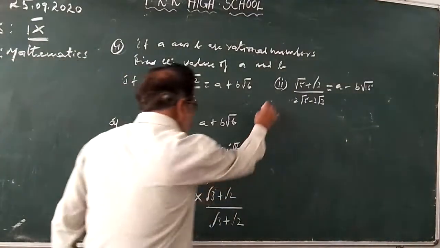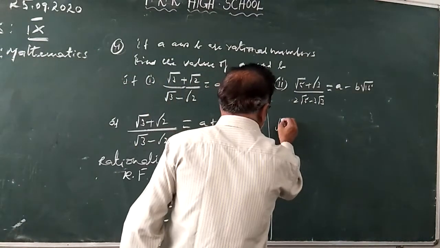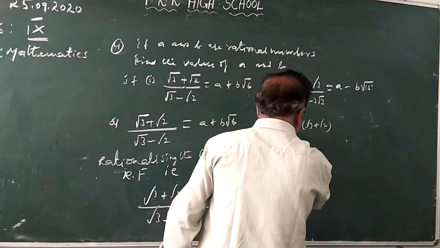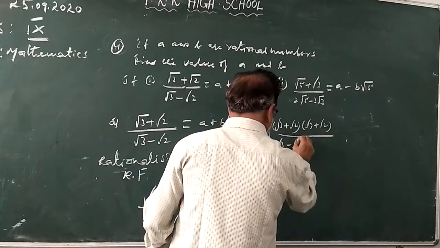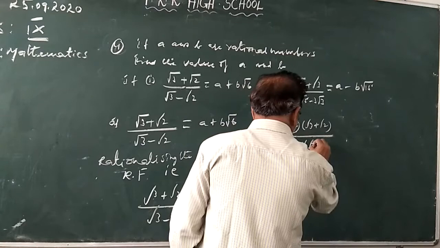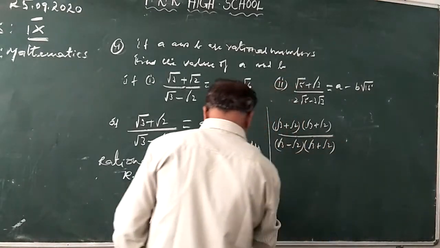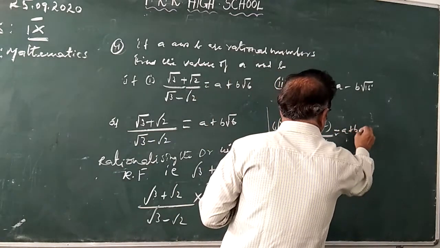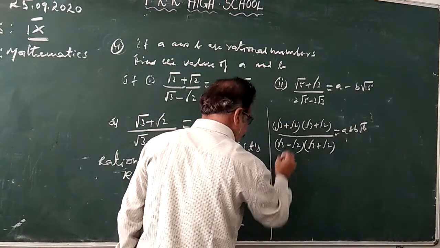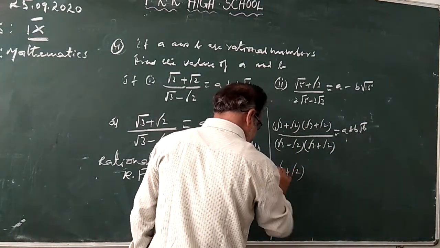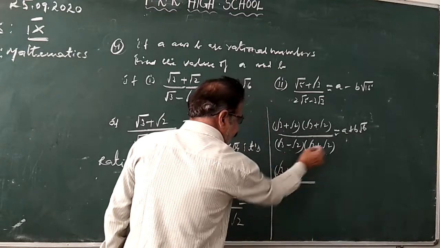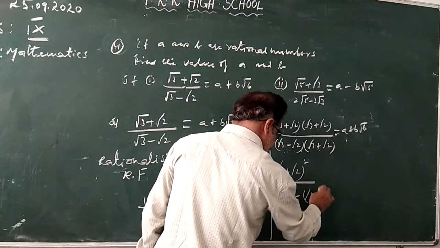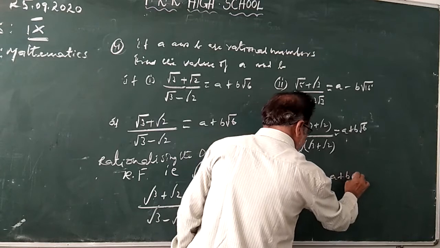Like this. Now numerator into numerator, root 3 plus root 2 into root 3 plus root 2, by root 3 minus root 2 into root 3 plus root 2. That equals A plus B root 6. This is in the form of A plus B whole square, root 3 plus root 2 whole square, by A minus B into A plus B. Identity: A minus B into A plus B is A square minus B square. That equals A plus B root 6.